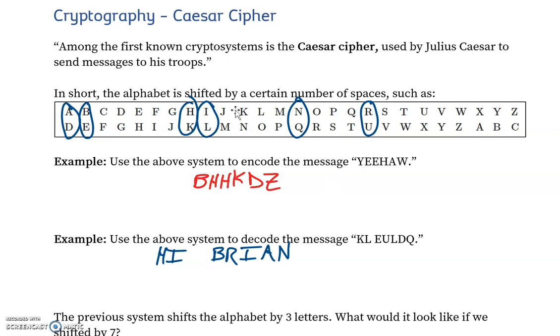Typically, you probably wouldn't want to have this written down, just in case some opposing troops found it. So you would want to just have an understanding of some sort, or you might send your message and have a number. You could say, here's my message, and then just at the end of it have a 3, basically to say, hey, the shift that we're implementing is 3.